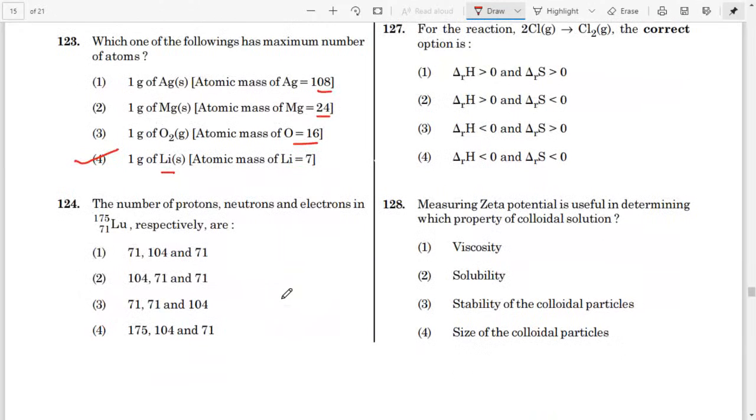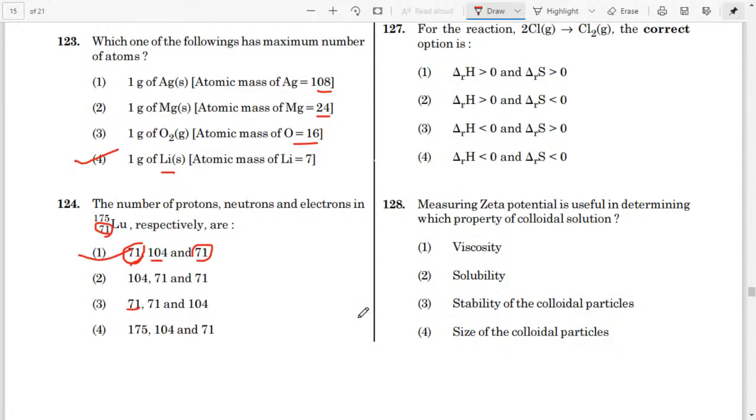The number of protons, neutrons and electrons in lutetium respectively are: let us find, the number of protons is 71. Which option is showing 71? This is 71 and this is 71. Neutrons are going to be more, so the option showing 71 is not correct. Neutrons are 104 and electrons are 71. 71, 71 and neutrons 104. So 71 plus 104 is 175. Option number 1 is the correct option, students.